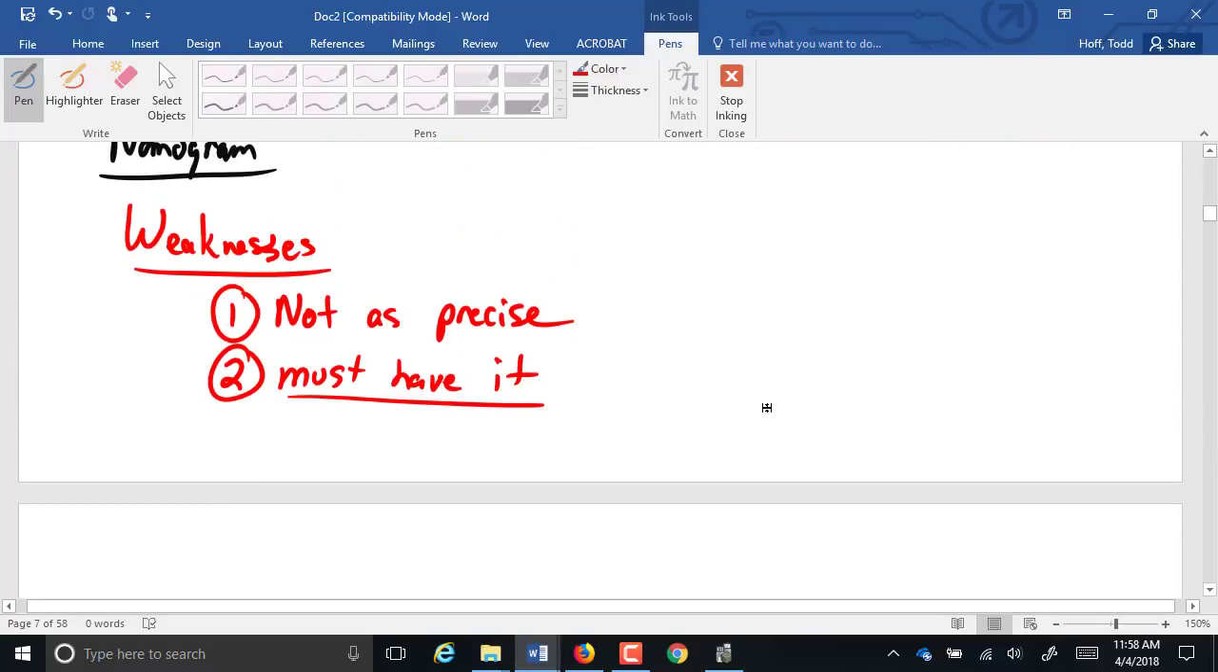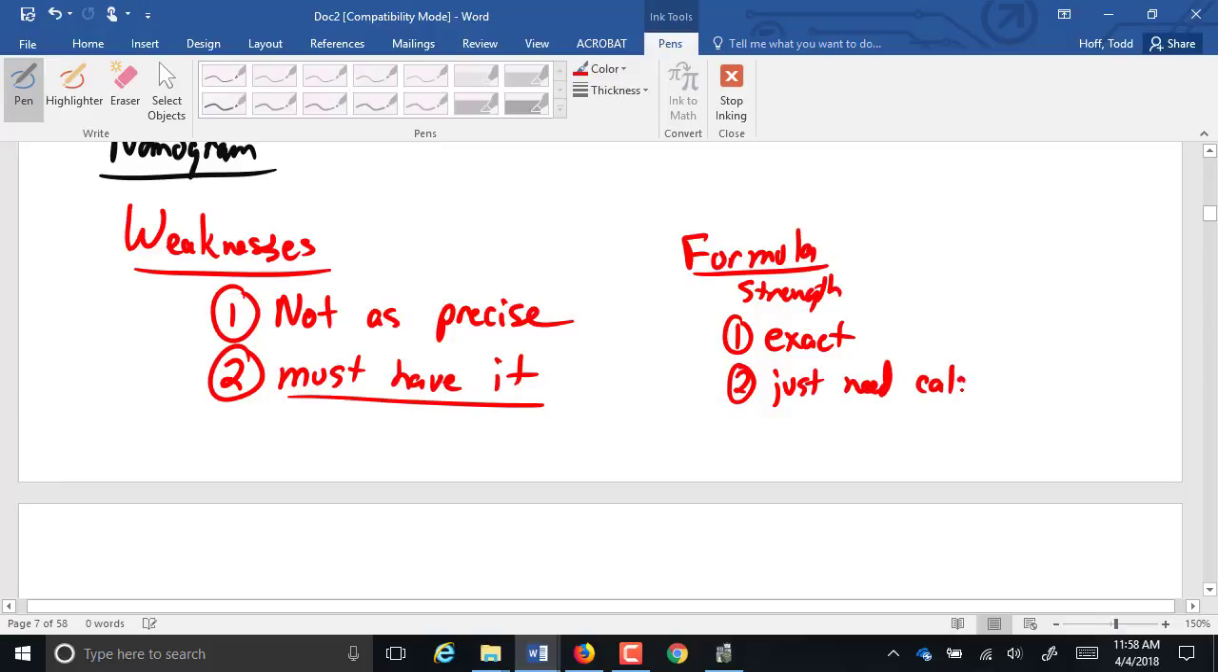So the strength of the nomogram, of course, is you don't have to do any calculations. With the readily available calculators now, the calculations are not so daunting. Of course, the formula has a strength of being exact. And, of course, you pretty much always have a calculator. If nothing else, you have one on your cell phone.